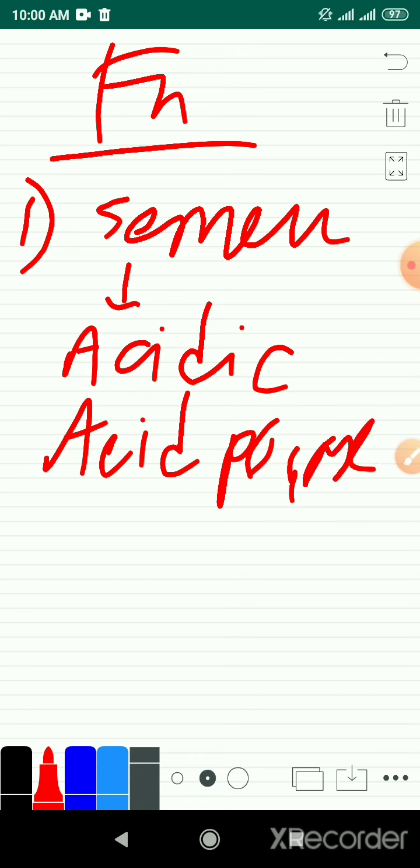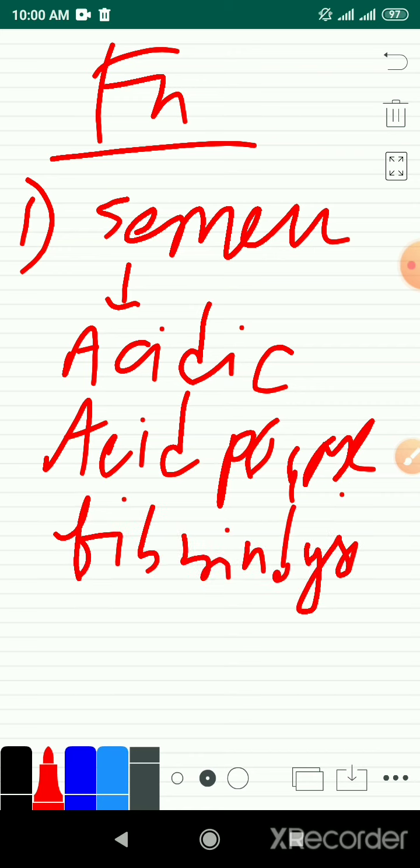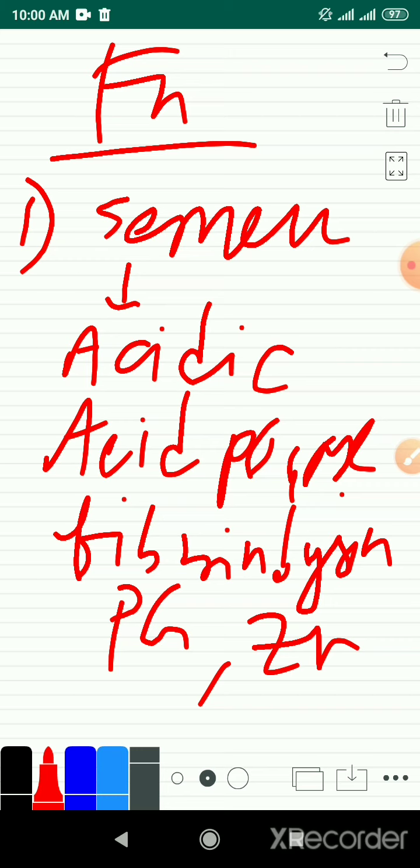I am writing in short form. It contains acid phosphatase, fibrinolysin, and prostaglandin and a large amount of zinc. So these are the constituents which form the part of the semen. Here zinc plays a great role because it provides protection of the spermatozoa against phagocytosis in the female genital tract.